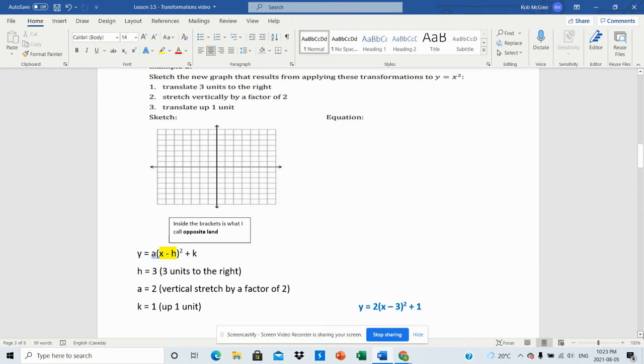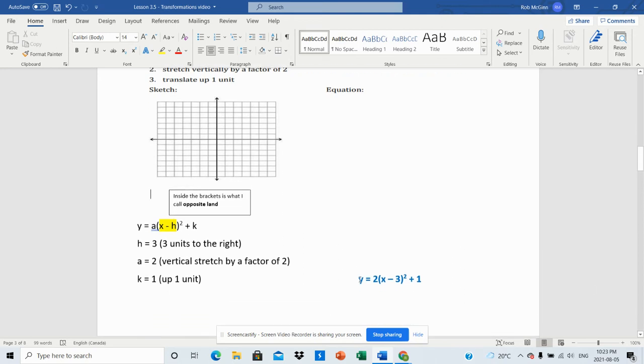So if you look just to the right here, our formula is y equals 2 times x minus 3 squared plus 1. 2 is our vertical stretch by a factor of 2. Even though it looks like it's minus 3, h is actually positive. That's opposite land. So that's our translation 3 units to the right. And k is positive 1. And that's our translation up 1 unit.